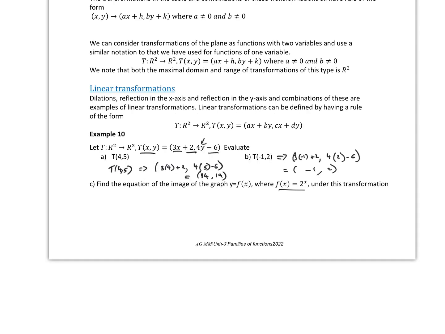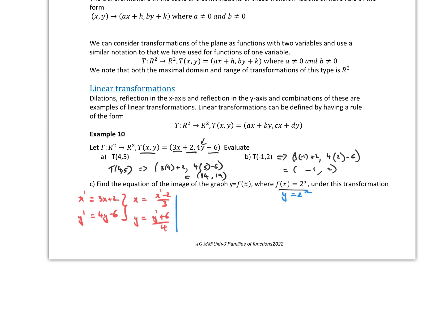So now if we want to apply this transformation to the graph of y equals 2 to the power of x, first thing we want to do, so we know x dash will be equal to 3x plus 2, y dash will be equal to 4y minus 6. Let's rearrange those to get x is equal to (x dash minus 2) on 3, y is equal to (y dash plus 6) on 4. Remember, we do that because the equation I'm dealing with is y equals 2 to the x, so I need to know what y is and I need to know what x is.